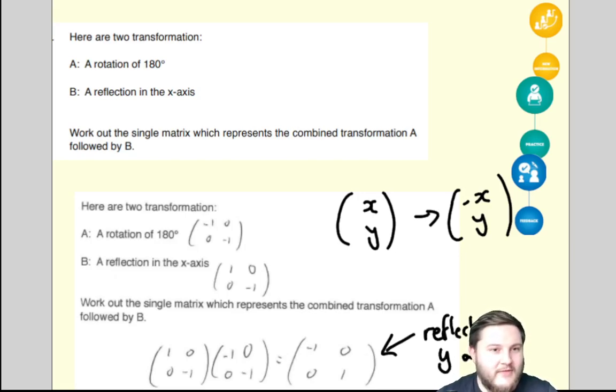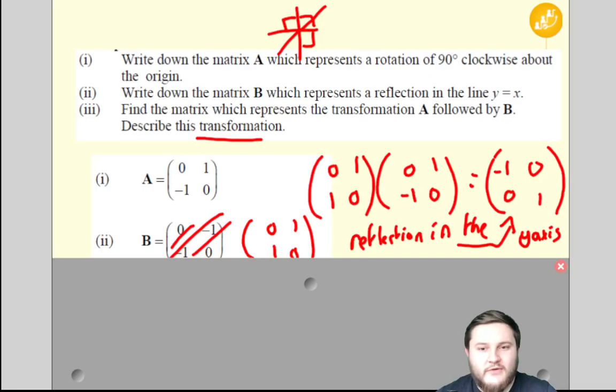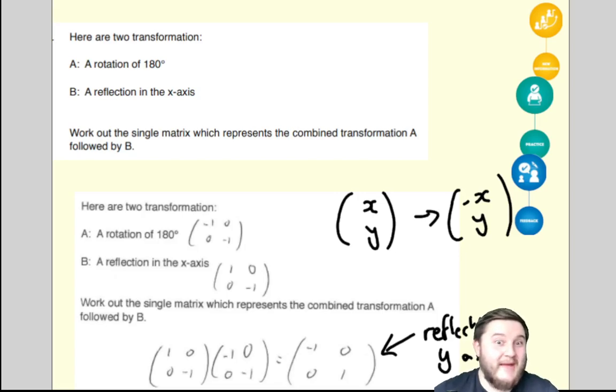And if we flick back to our previous question, 1, 0, 0, minus 1 is a reflection in the x-axis. It just so happens that a rotation 180 degrees and a reflection in the x-axis is the same as a reflection in the y-axis. So you find these sort of subtle ideas where actually combined matrices can give the same as one that we already know, or the one that we already should know.